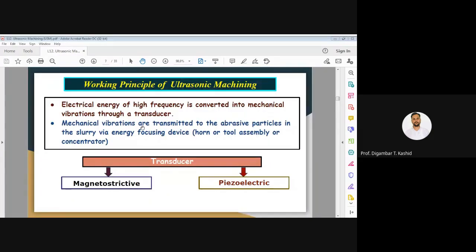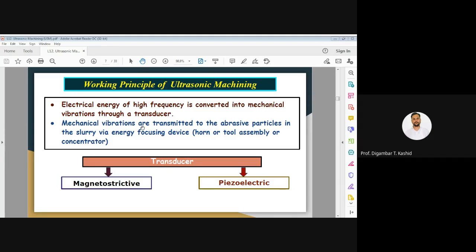Now I will explain the working principle of this ultrasonic machine. We have seen that electrical energy of high frequency is converted into mechanical vibrations through the transducer unit. These mechanical vibrations are transmitted to the abrasive particles in the slurry via an energy focusing device. That energy focusing device means the concentrator, or you can call it horn, or tool holder, or tool assembly; everything is the same. I once again repeat, mechanical vibrations are transmitted to the abrasive particles present in the slurry via the energy focusing device, known as the horn, tool assembly or concentrator.